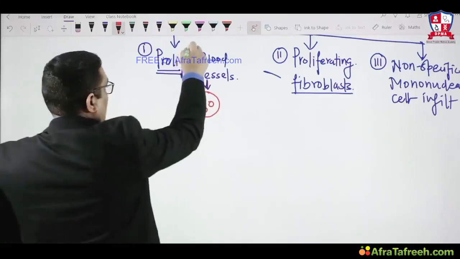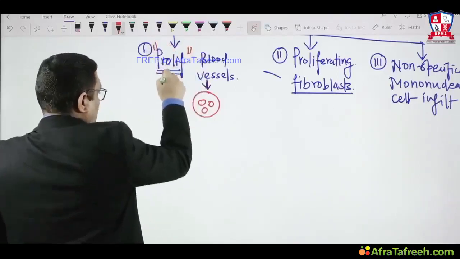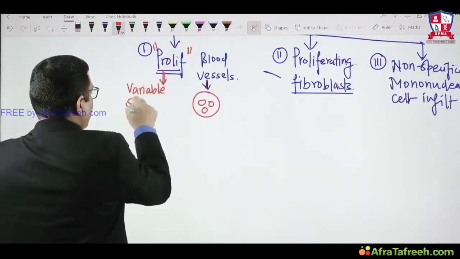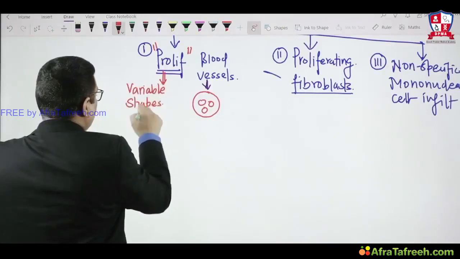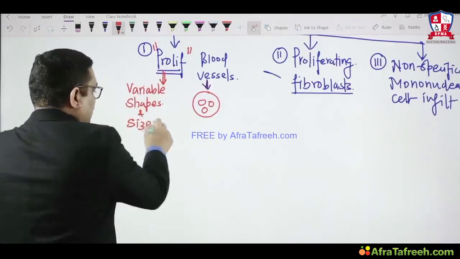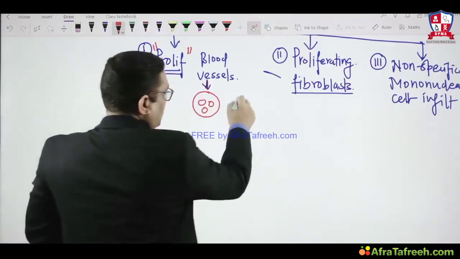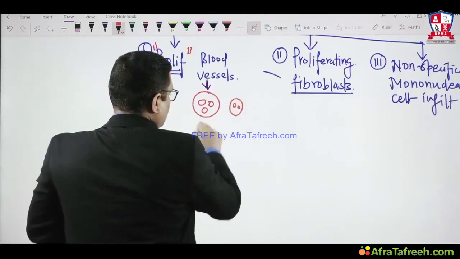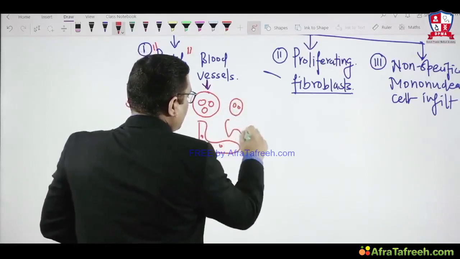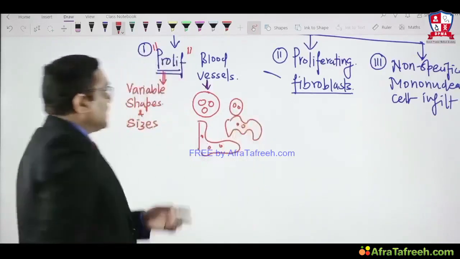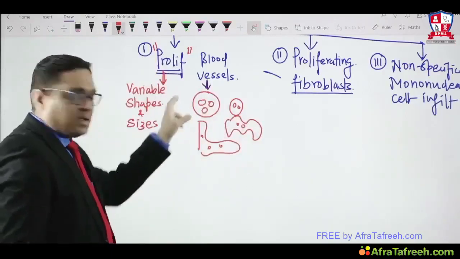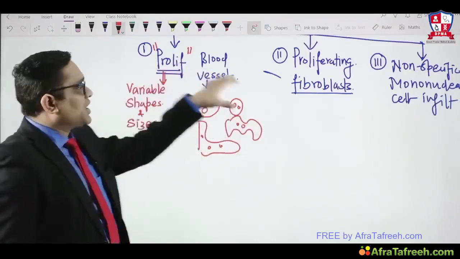How will you identify a proliferating blood vessel? That is important. Proliferating blood vessels will be having variable shapes and sizes. Some will be bigger, some will be smaller, some will be a different shape like this, or some will be a different shape. So now we can see variable shapes and sizes of the blood vessels. So variable shapes and sizes of lumens containing RBCs is a proliferating blood vessel.